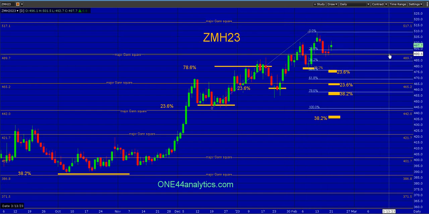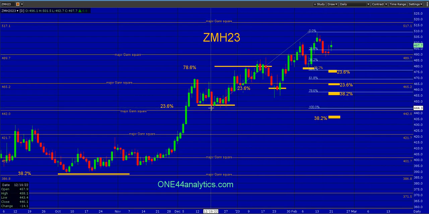This was this 489.70 major Gann square, nothing to do with the Fibonacci retracements, but is the secondary thing that we use based on price. And in our weekly grain outlook, these are the things that we use, two major factors in determining price and movement in the market. So we hold this here.